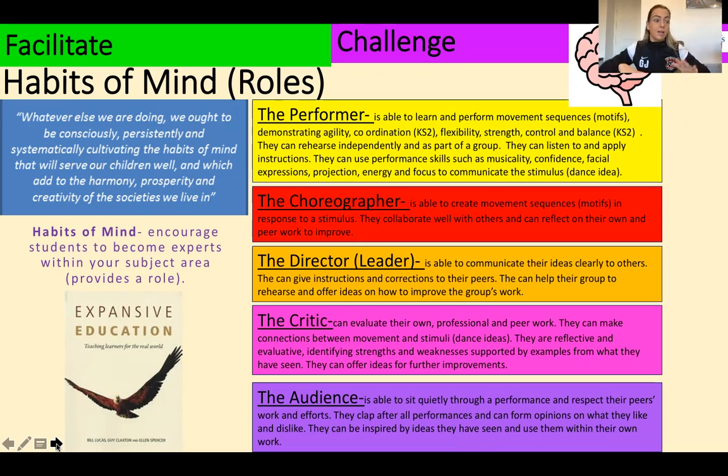So the director might be overseeing the whole class, or a larger group of students. They might be overseeing the choreographer and the performers and giving more of an artistic vision of the whole piece. You've got the critic.